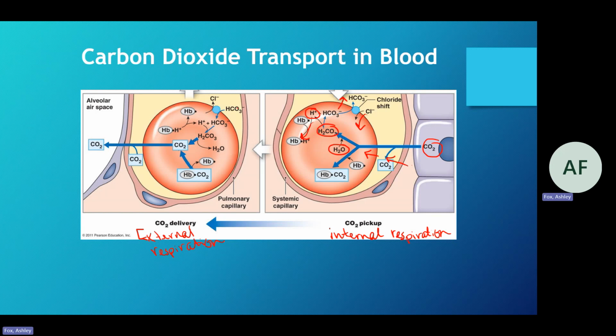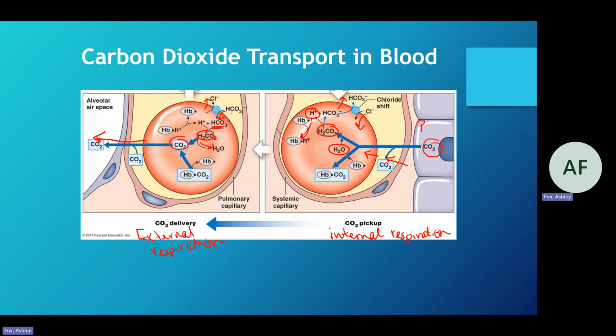Then everything opposite. So bicarbonate comes into the red blood cells from the plasma. We need to get rid of carbon dioxide. Chloride's going to move back out. You're going to take that hydrogen that's attached to the hemoglobin and add it to your bicarbonate ions that are coming in, and you're going to make carbonic acid. Carbonic acid is going to release the water, and you're going to get carbon dioxide and water. And it's going to diffuse into the alveoli because, again, partial pressures are going to change.